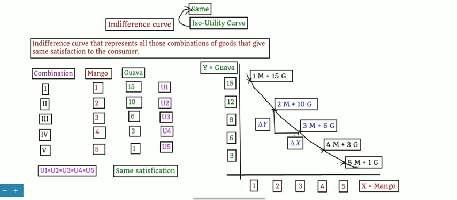Now we have to find the slope of the indifference curve. The slope of a curve or line is calculated by the formula y2 minus y1 divided by x2 minus x1. We have already studied in higher secondary that the slope of a linear equation or linear line is y2 minus y1 divided by x2 minus x1.